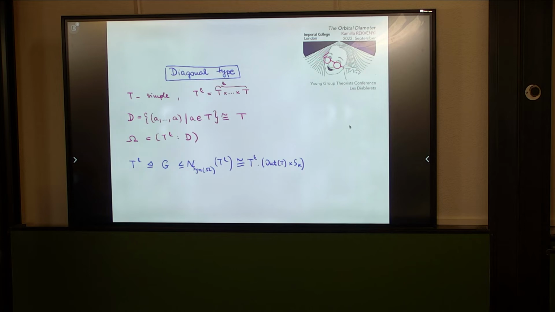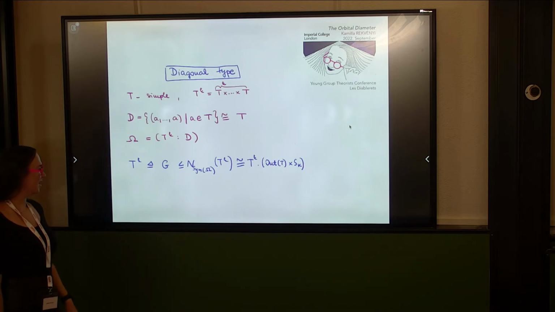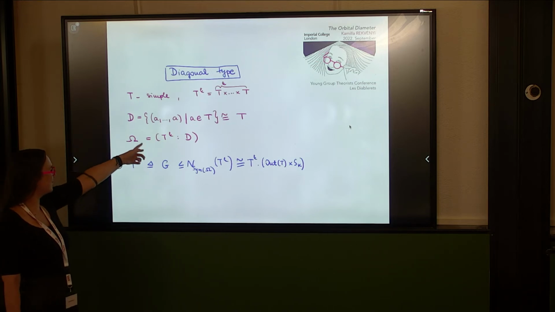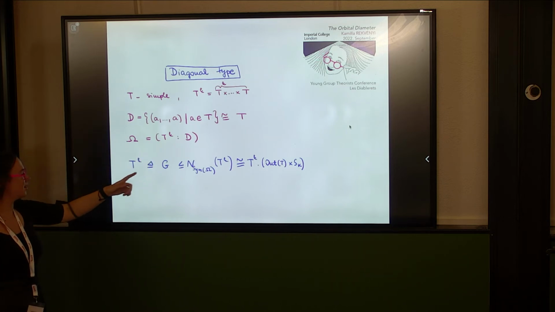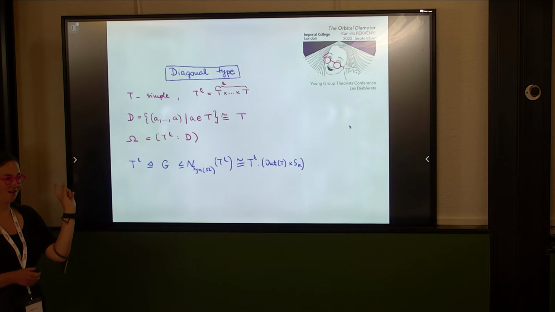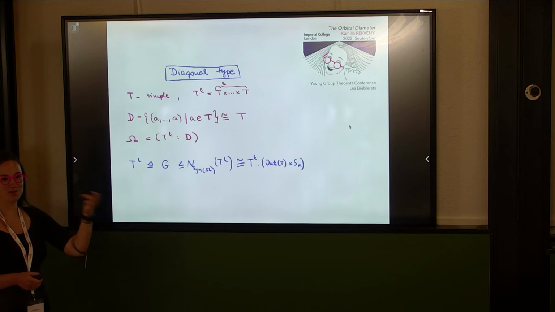And then we define a group of diagonal type to be this G that contains this T^k and is in the normalizer of T^k in the symmetric group of Omega, which turns out to be isomorphic to T^k.(Out(T) × S_k). And then we know how this T^k bit will act on the right cosets, but the automorphisms will just act on the coset representatives component-wise, and then the symmetric group is just going to permute the coset representatives around.